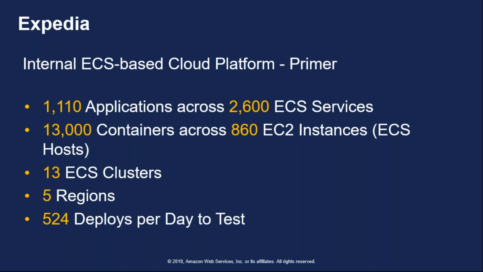Expedia is a well-known company, and they're one of our largest referenceable customers, and this is a little dated figure. They had around 1,110 applications across 2,600 ECS services. They had around 13,000 containers across 860 EC2 instances. These are the container instances, and in total they had around 13 ECS clusters spread across 5 regions, and they had 524 deployments per day to do the testing.